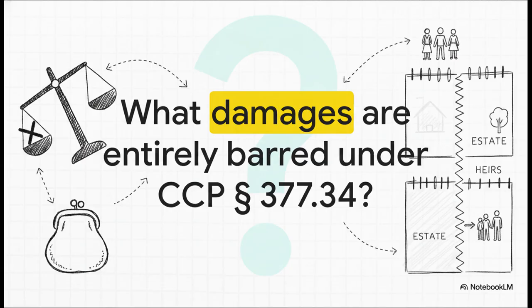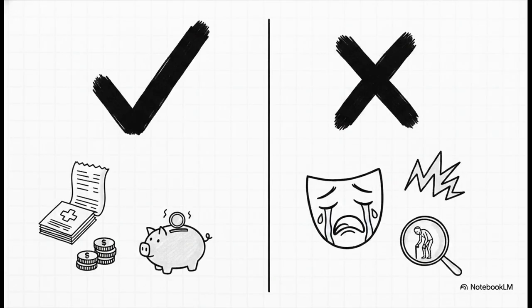Under California Civil Procedure Section 377.34, what specific damages are entirely barred in a standard survival action? Think about those strict boundary lines between the heirs and the estate. The answer? The estate can only recover measurable financial out-of-pocket losses incurred before death, like medical bills or lost wages. Damages for pain, suffering, or disfigurement are strictly excluded.